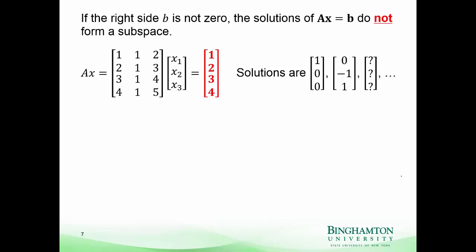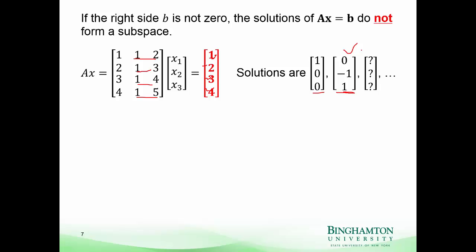So if the right side B is not zero, the solutions of AX equal to B do not form a subspace. But there are several solutions. So here's one. Here's another one. You can verify that that actually works, right? So we would be subtracting 1 from 2 gives us 1. Subtract 1 from 3 gives us 2. 1 from 4 gives us 3. 1 from 5 gives us 4. So yes, this is a solution. But those will not form a subspace.